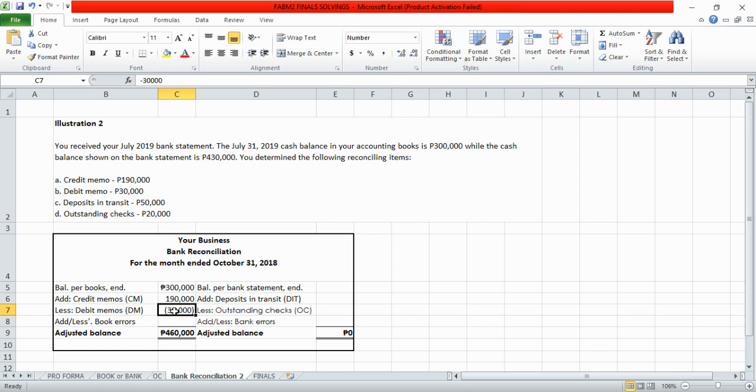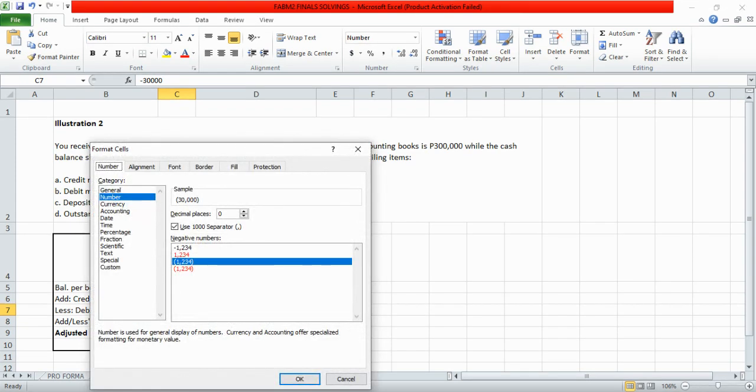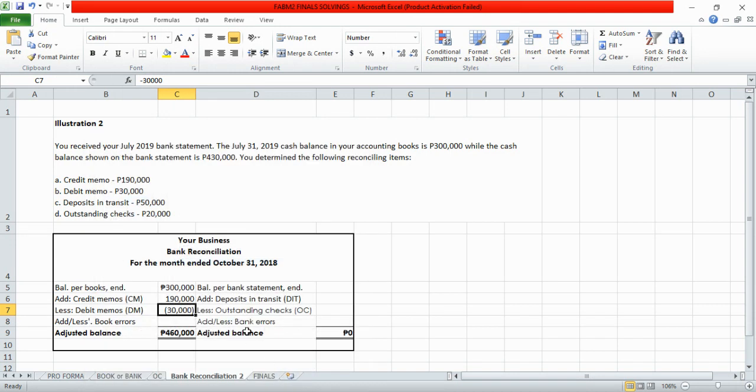If you have a negative sign in your Excel, just go to format cells and find the number. You have here negative in red color, and this parentheses format. Just use this, the black color for the text. And now we have the book errors. We don't have any book errors here, so just leave it blank.